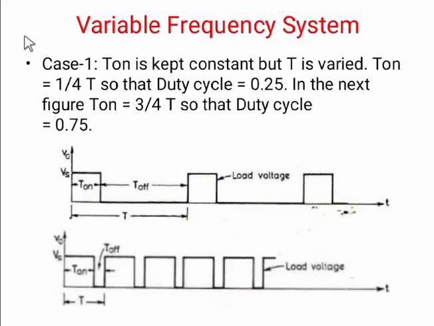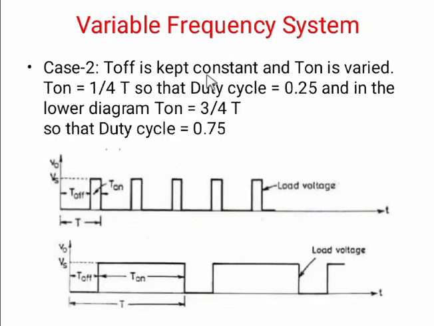Variable frequency systems. Here there are two cases. In case 1, T on is kept constant, but T is varied. In the second case, T off is kept constant and T on is varied. So in both cases, the total time T will vary.